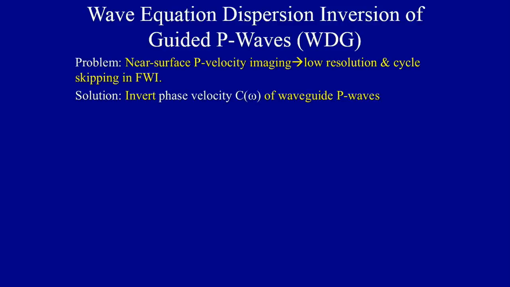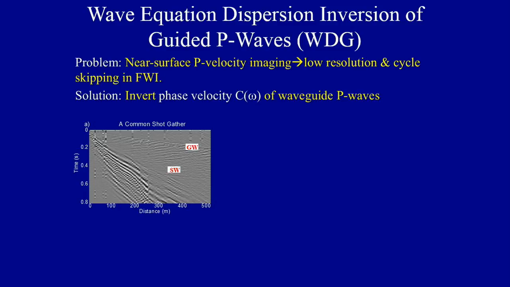If you have a low over high velocity contrast, and it's very strong, and your frequency and your sources are above the critical frequency for a guided wave, you get resonance in that first layer. And that resonance leads to apparent dispersion in your waves as they propagate. And we call that phase velocity. They vary as a function of frequency.